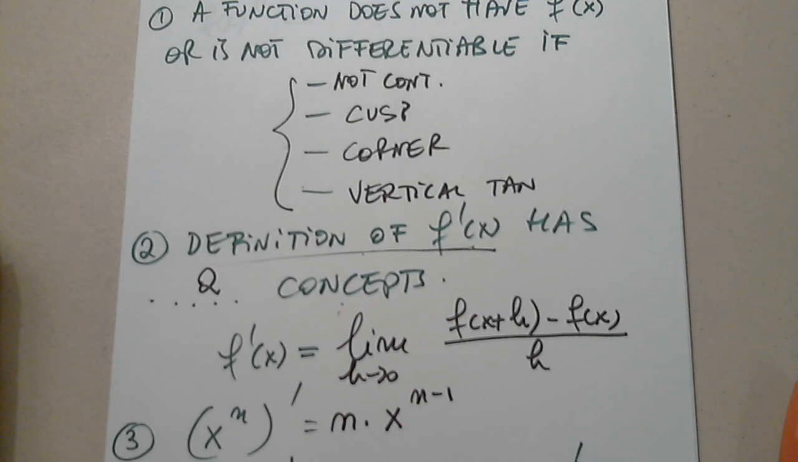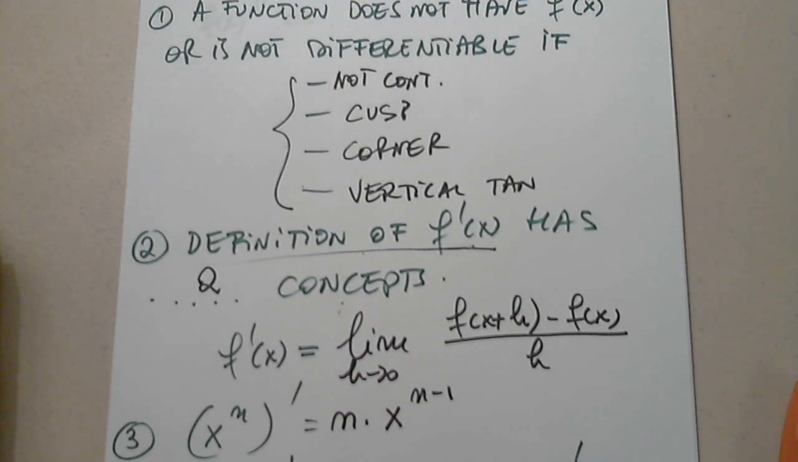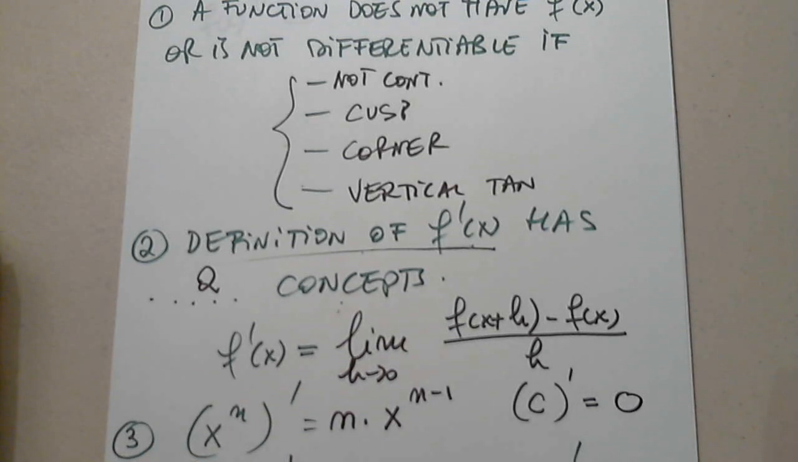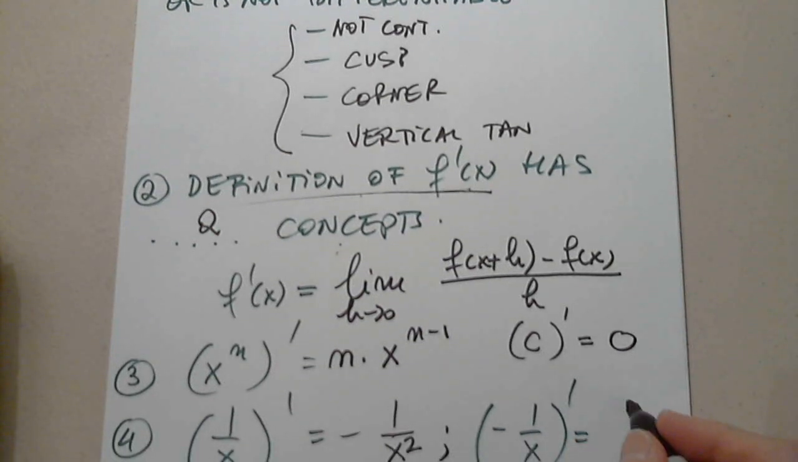What about 1 over x prime? What would that equal to? Zero. Careful. Okay, I forgot to put that in. A constant prime. How much is a constant prime? The rate of change of a constant. Zero. Thank you very much. Again, we are back here. 1 over x prime. Negative 1 over x squared. Thank you very much.